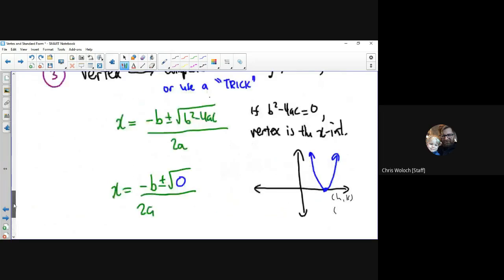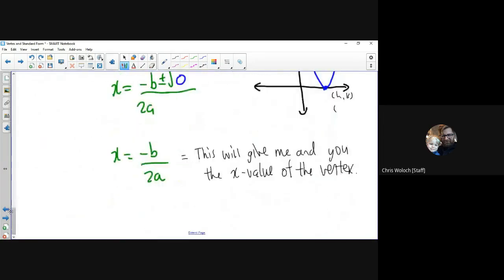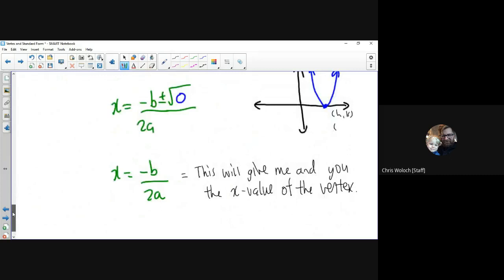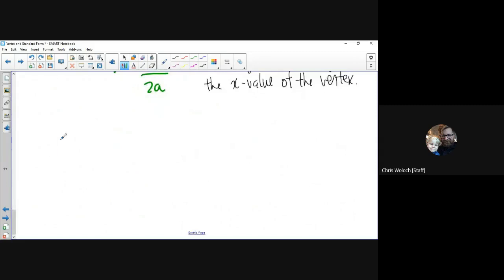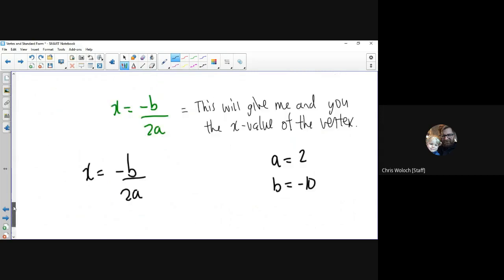So now again, the whole logic behind it you don't necessarily need. If you just remember this and use it, that's fine. But let's implement that for this question. So again, I have x equals negative b over 2a. All right. So I know my a value is 2 and my b value is, I think, negative 10. Let's just make sure that's correct.